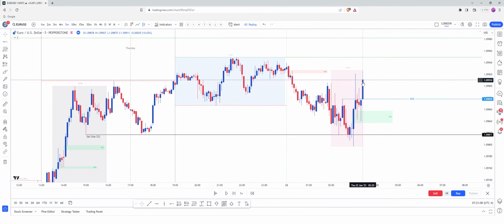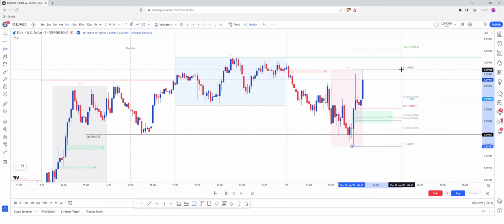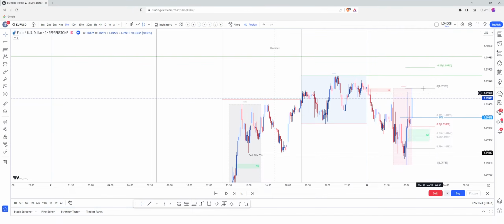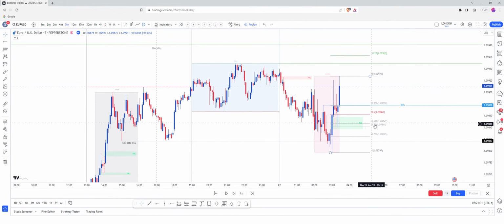We do now get a body close above our break of structure, and we do have a fair value gap, which means we now have a valid potential optimal trade entry. We have clear levels of liquidity above us. So we have the Asia high and a previous New York AM session high above us as well. So if we can get a pullback into this optimal trade entry, we can go long.